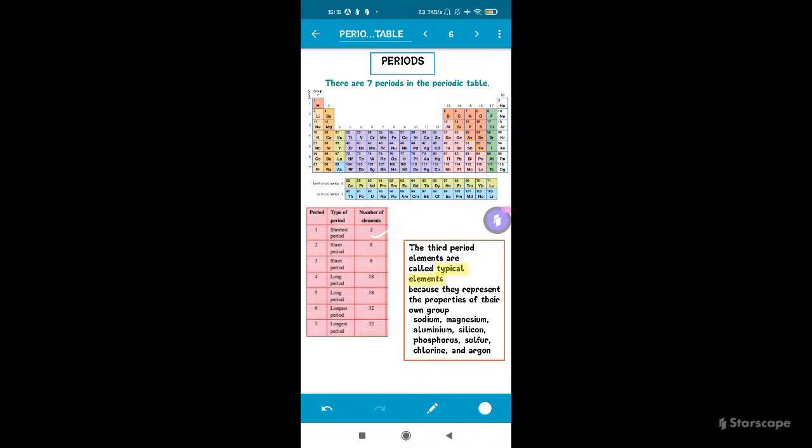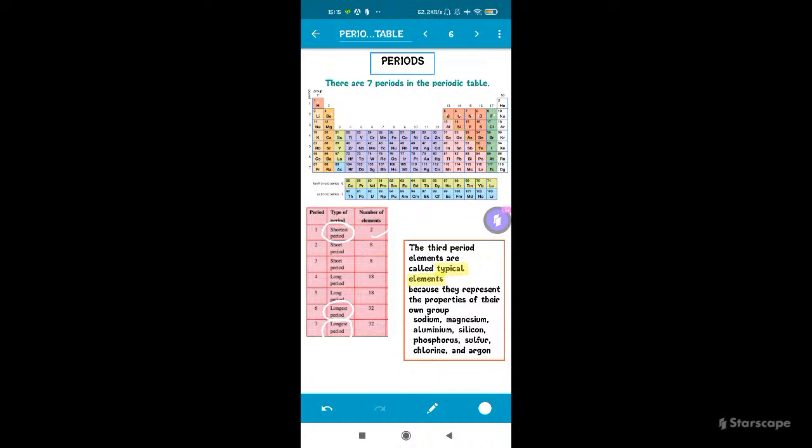It has 2 elements. Now talking about period 2, let us see how many elements are there in it. Lithium, beryllium, boron, carbon, nitrogen, oxygen, fluorine and neon. So there are a total of 8 elements in period 2. And therefore it is known as a short period because it does not have many elements. You just have to remember which is the shortest period and which is the longest period. That is enough. This is just for your own understanding.